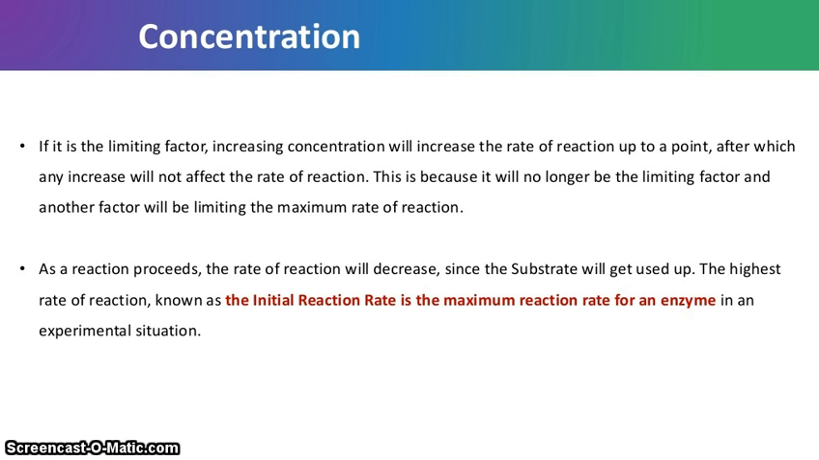Friends, if it is the limiting factor, increasing concentration will increase the rate of reaction up to a point, after which any increase will not affect the rate, and this is because it will no longer be the limiting factor and another factor will be limiting the maximum rate of reaction. As the reaction proceeds, the rate of reaction will decrease, since the substrates will get used up. The highest rate of reaction, known as the initial reaction rate, is the maximum reaction rate for an enzyme in an experimental situation.